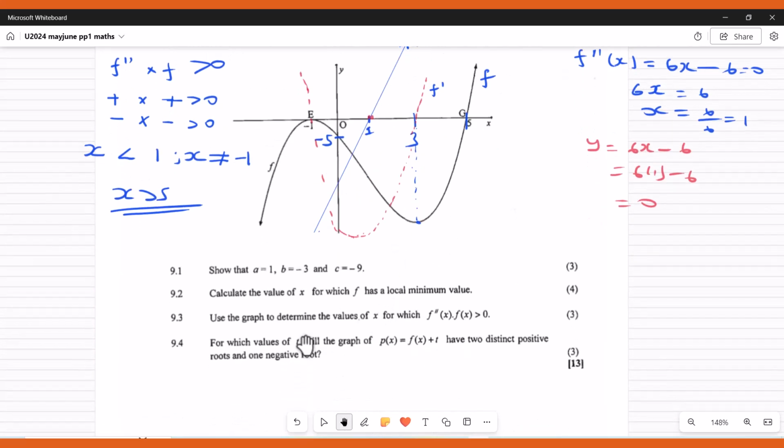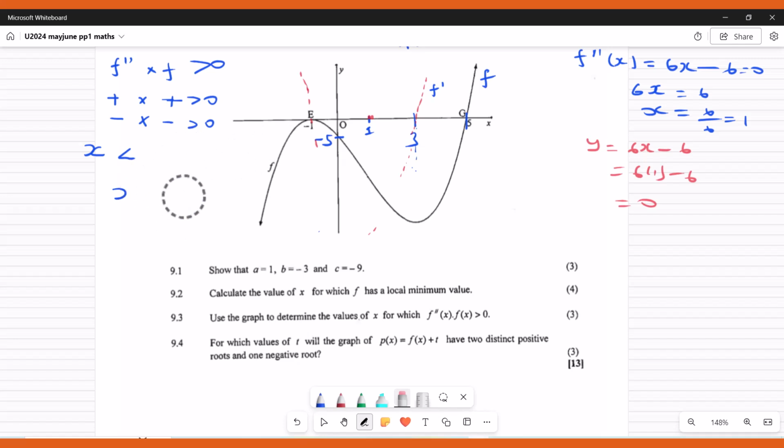Then 9.4: for which values of t will the graph p(x) = f(x) + t have two distinct positive real roots and one negative root? Now the roots, we determine them by using a horizontal line. Let me clean this up. Now check this out, guys. The roots, we get them like this.